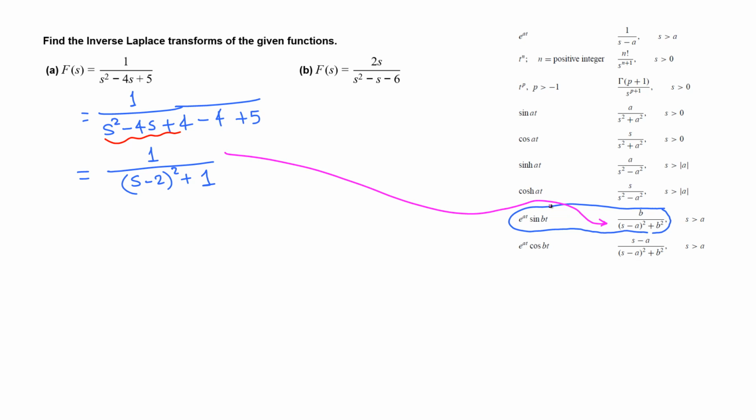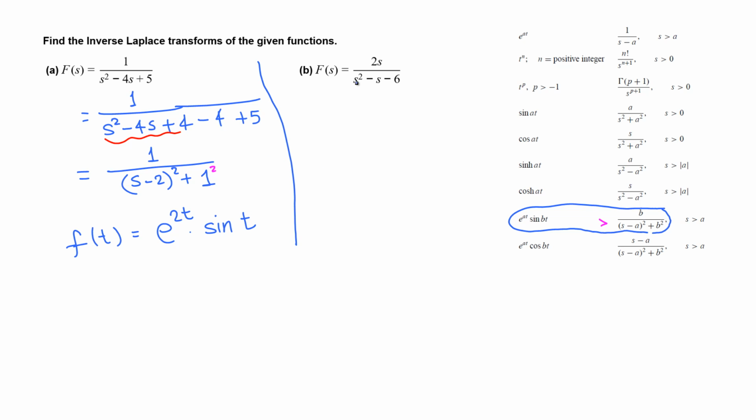Look at the right hand side. So, I mean, we could have any number, we can always pull it to the front. (s minus a) squared plus b squared. 1 is 1 squared. Then the function is e^(at), e raised to 2t, sine bt, sine 1t, or just sine t. Okay, that's the final answer for part A, but let's do part B now.